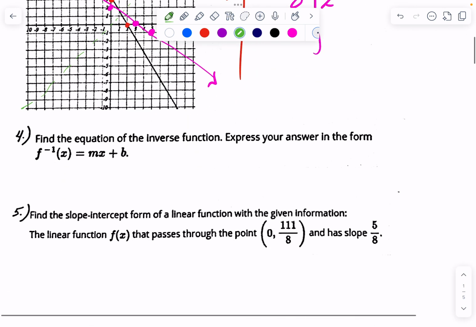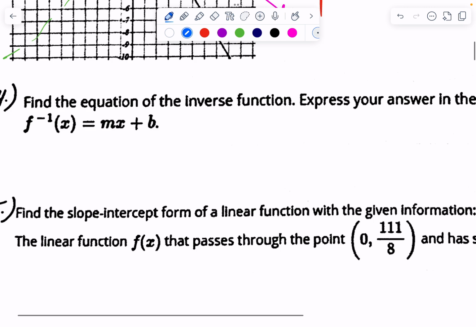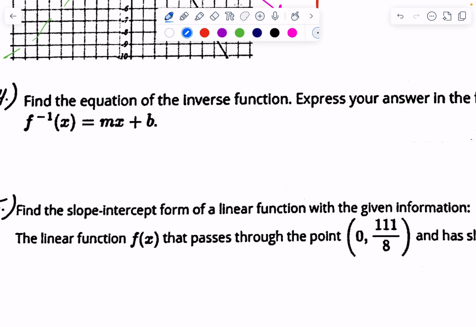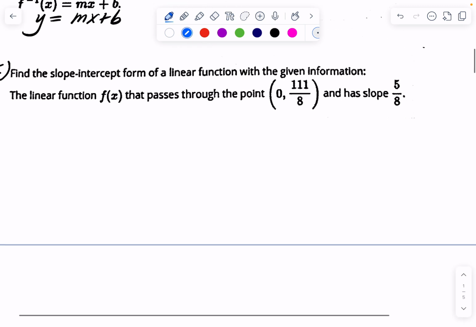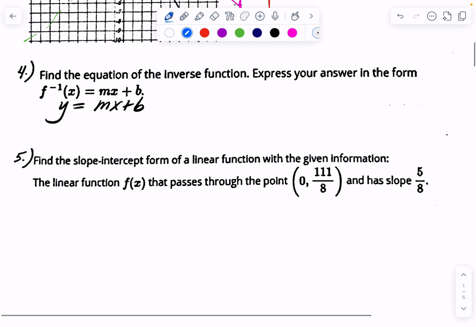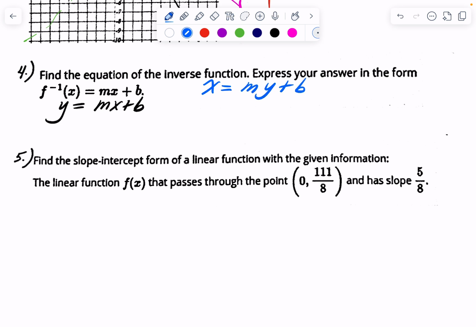It says find the inverse. So we know to find the inverse, we're going to switch x and y and then solve for y. So we would say, okay, really right now that's y equals mx plus b, because f of x is y. I know they have the inverse on there, but they're just saying find the inverse. So we're going to switch x and y. So x equals my plus b. You just switch the x and the y. It's really that simple. So you have switched x and y, and then you're going to solve for y.